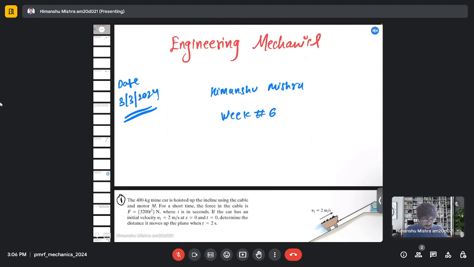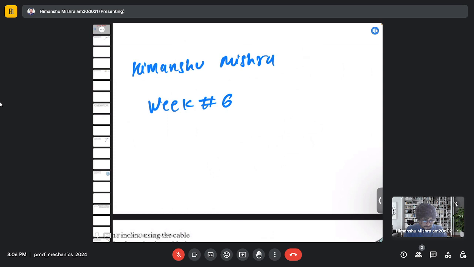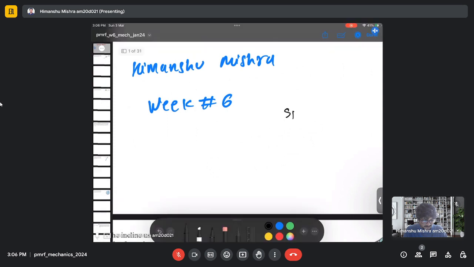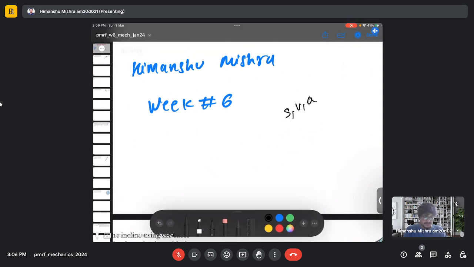So basically what we have done is that we have given displacement, velocity and acceleration, and at some specific time or at a specific distance or displacement we need to figure out the velocity or acceleration. And this is what we have done in the kinematics portion.